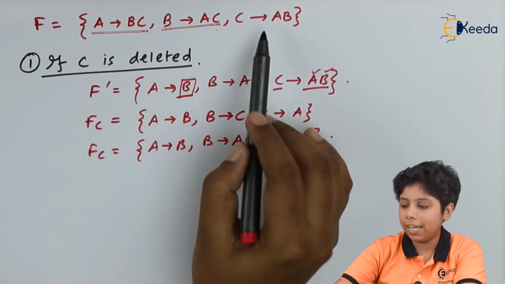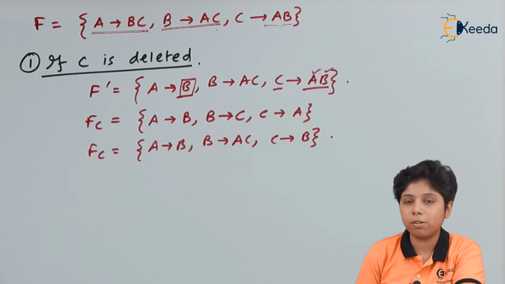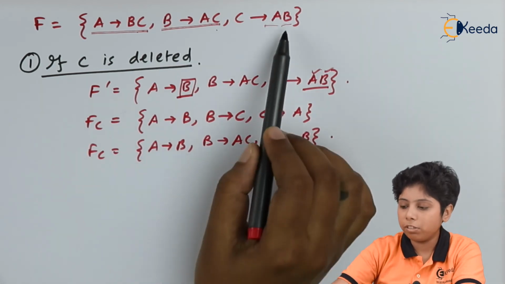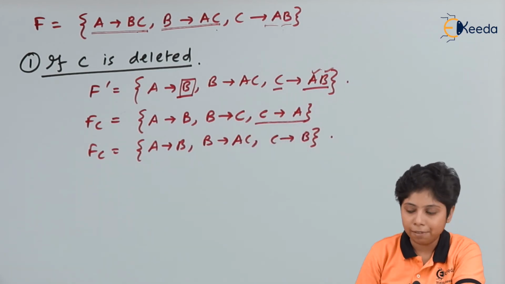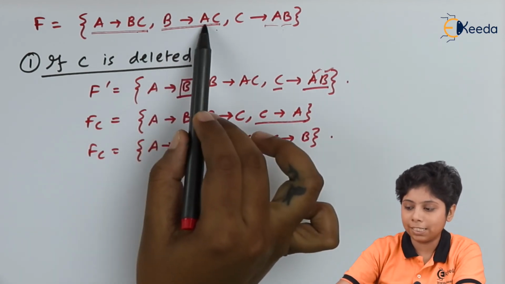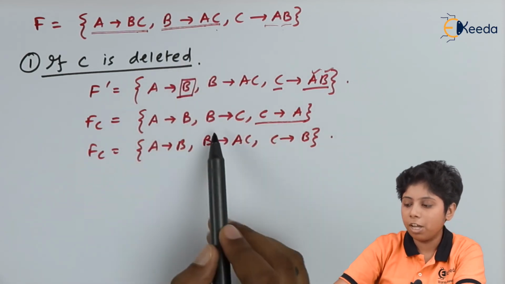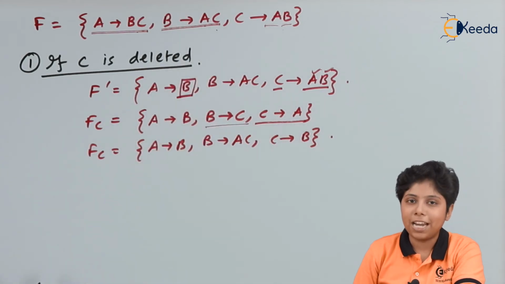Now first, as A and B both are extraneous, we try to remove B from it. If we try to remove B from it, we will result in C defines A. And now as a result, as A is being extraneous, we will have B defines C. Now let's look at this.